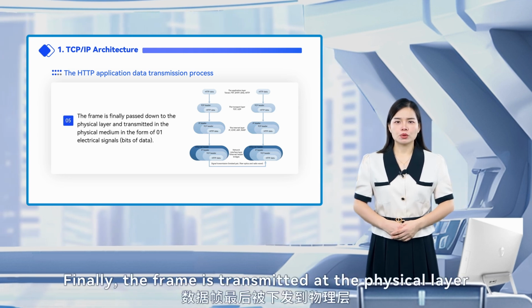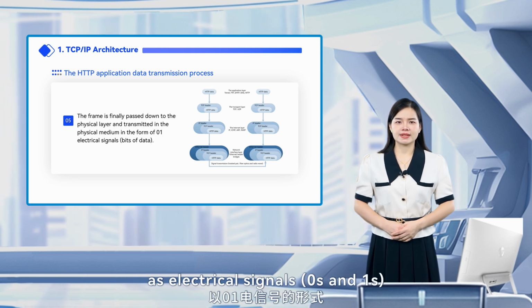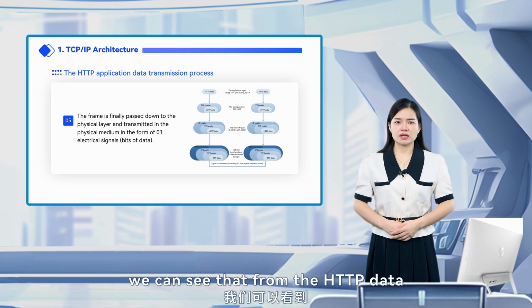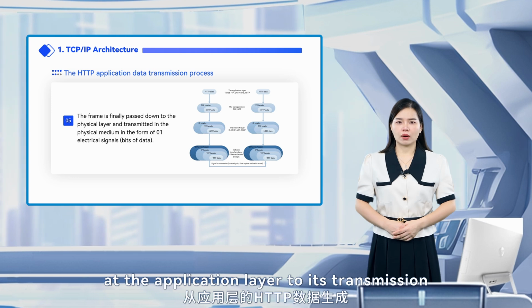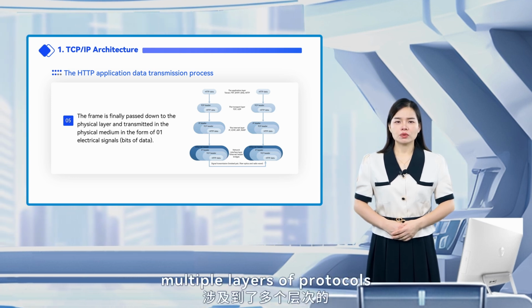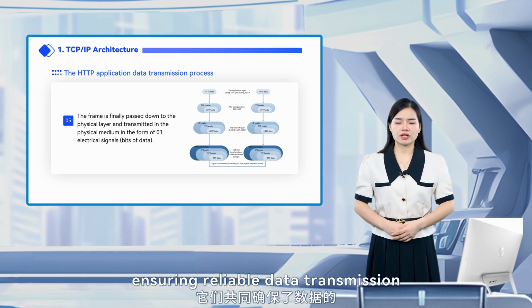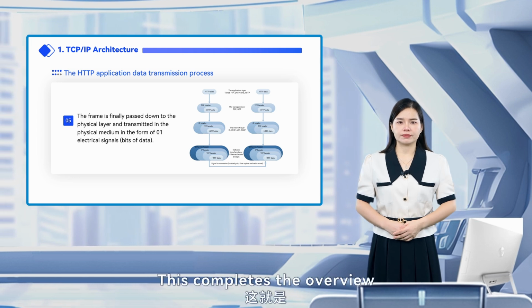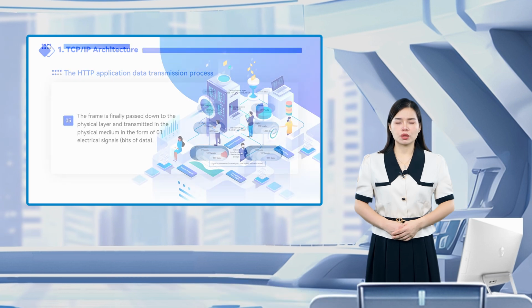Finally, the frame is transmitted at the physical layer as electrical signals, zeros and ones, through the physical medium. Through this process, we can see that from the HTTP data at the application layer to its transmission over the network, multiple layers of protocols and mechanisms are involved, ensuring reliable data transmission and correct presentation. This completes the overview of the HTTP application data transmission process.